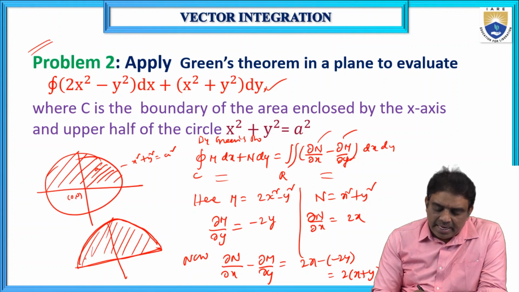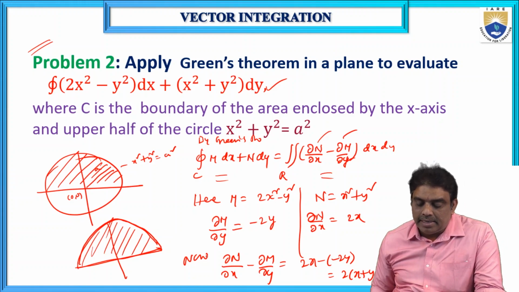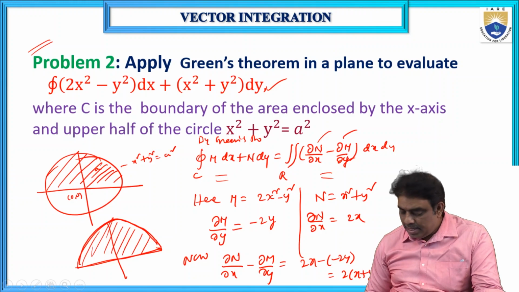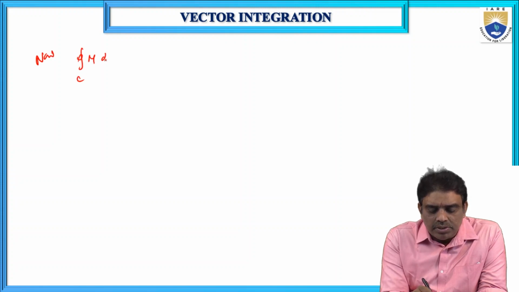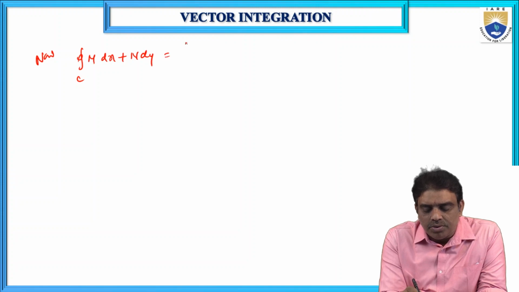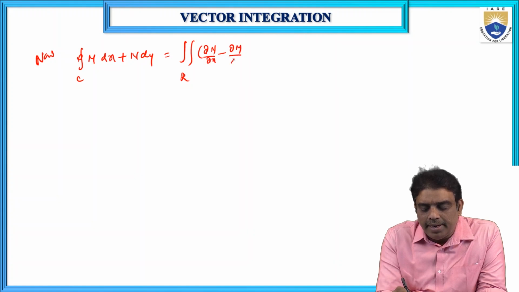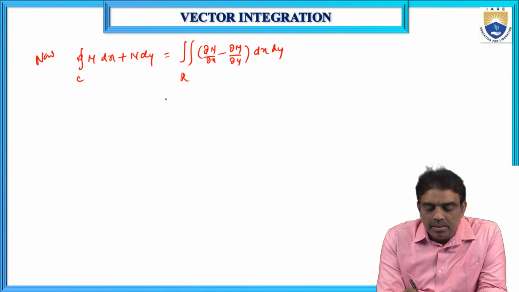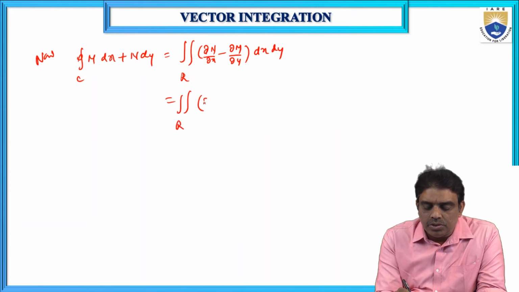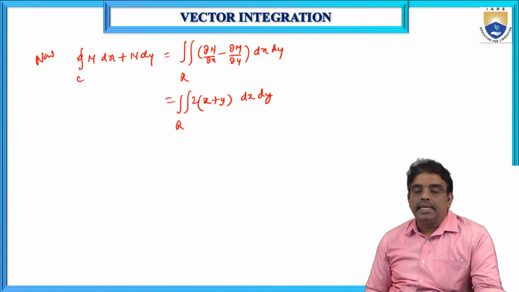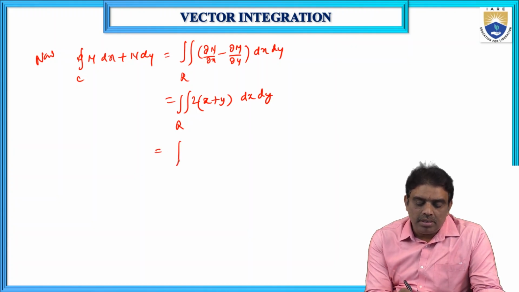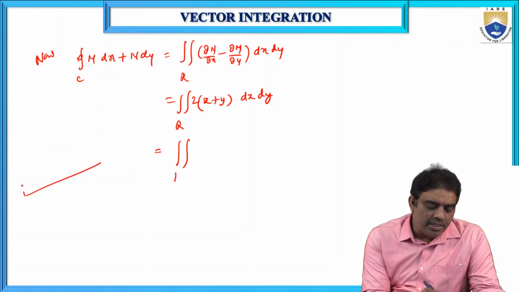Now what are the limits of integration? Now I will go to the next slide. By Green's theorem, the integral over the closed curve C of M dx plus N dy is equal to the double integral over R of dou N by dou x minus dou M by dou y dx dy. That is the double integral over R of 2 into x plus y dx dy. So what is the region R? Here R is the region of the semicircle.